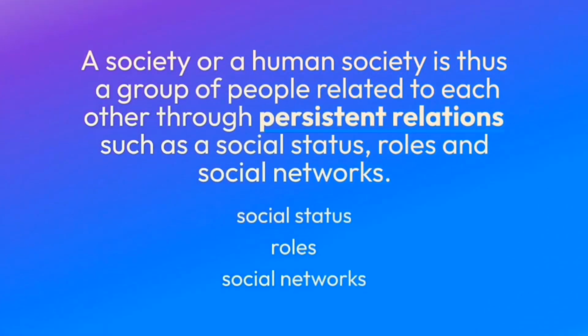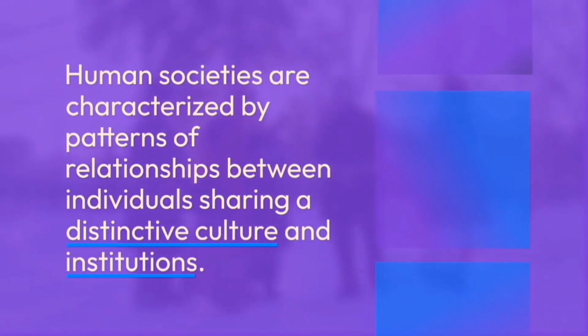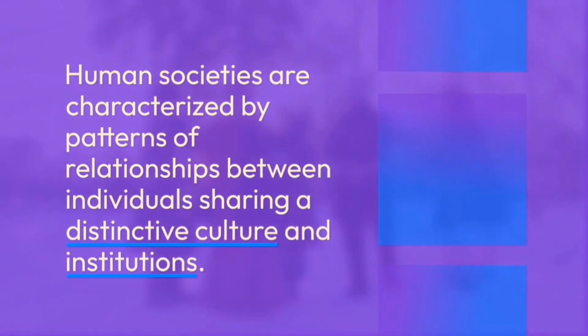A society, or a human society, is thus a group of people related to each other through persistent relations such as social status, roles, and social networks. Human societies are characterized by patterns of relationships between individuals sharing a distinctive culture and institutions.